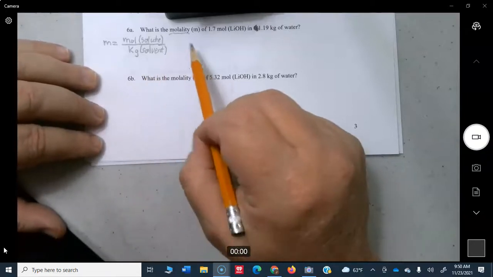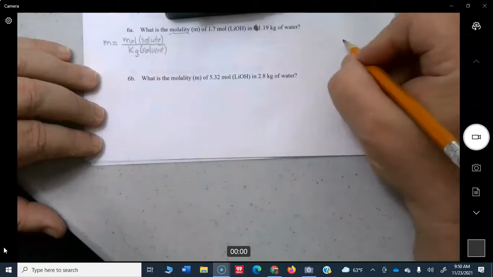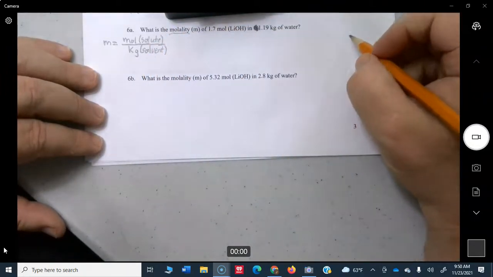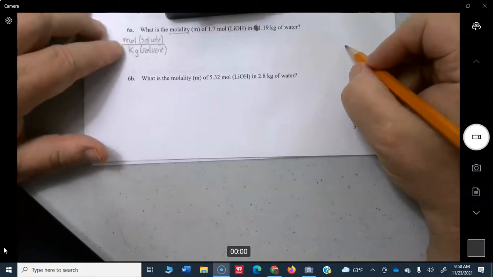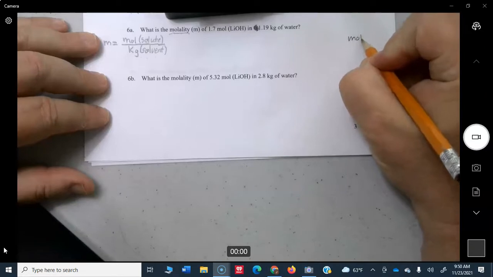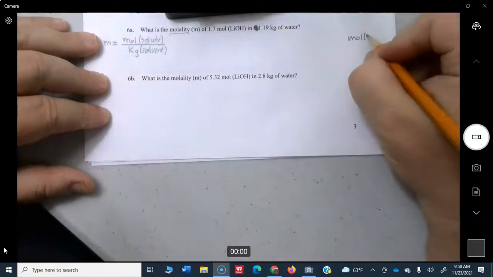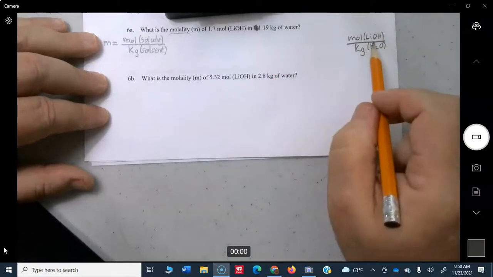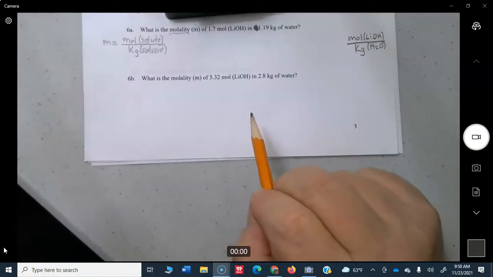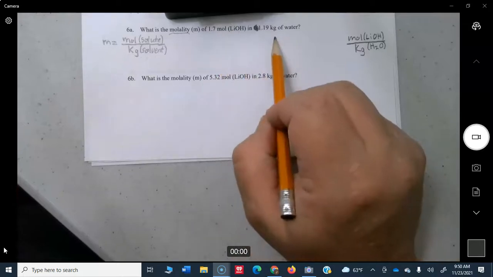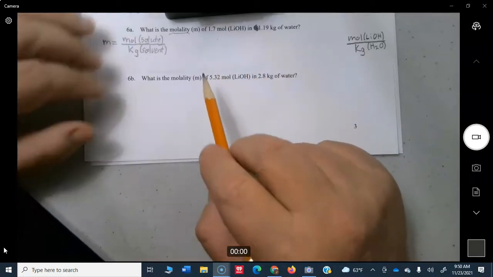All right, so they're asking for molality, so we're going to write that. Rather than small m, you want to break it down into its component units there, and specifically, it's LiOH here. So in this specific case, that's how you would write molality for this. We've got this many moles in so many kilograms of water. Very straightforward problem.